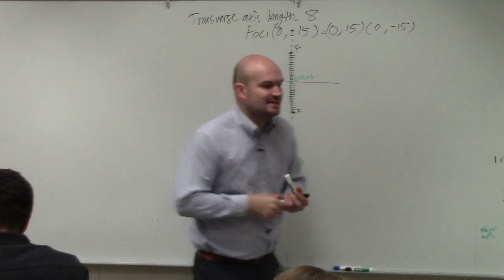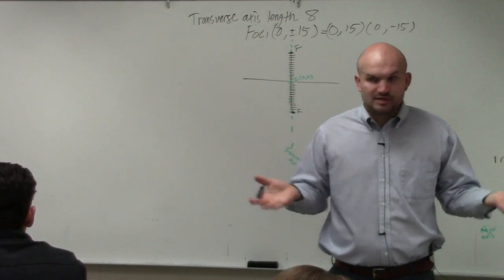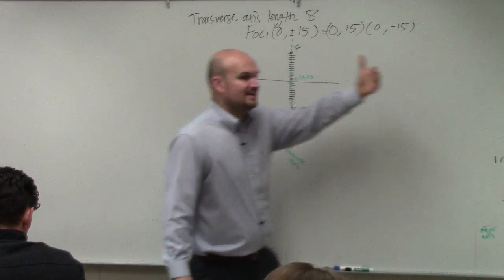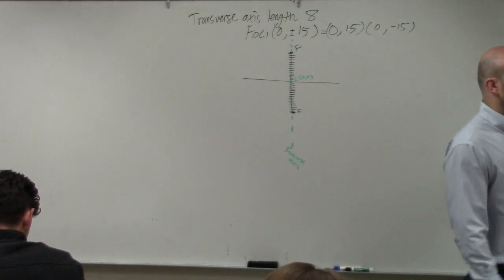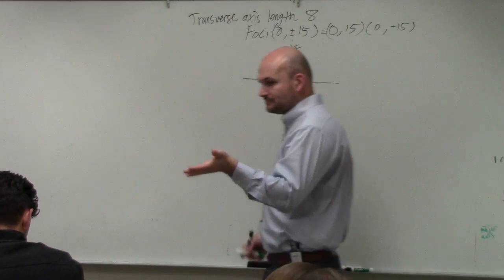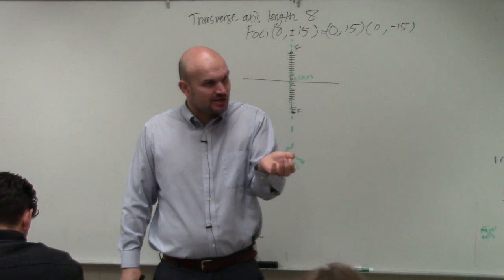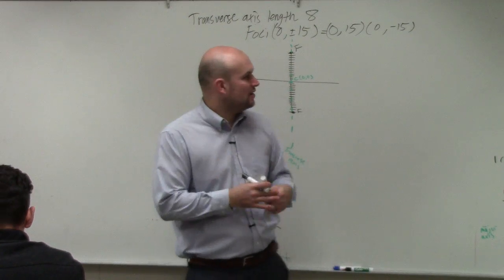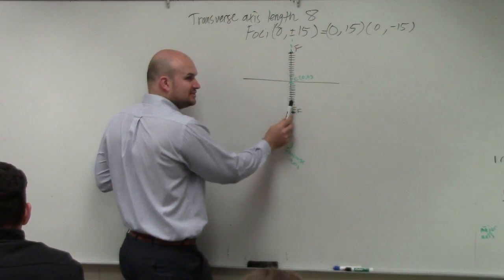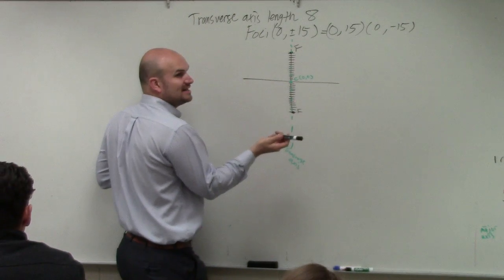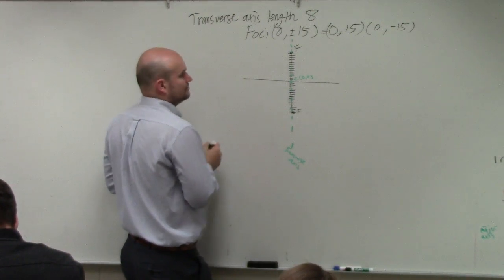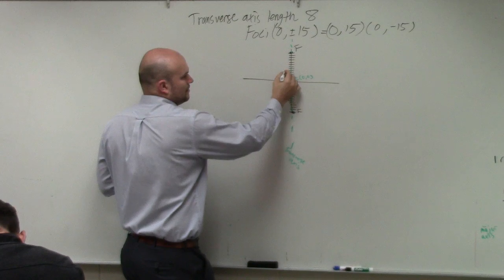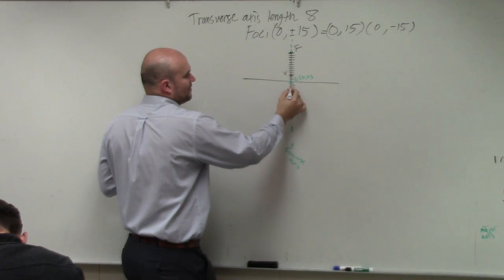Now, the only thing I need to do is identify the vertices. The transverse length is 8, and what that length means is that from vertex to vertex is 8. But remember, the distance from the center to one vertex would be a, so that would be half of that. If the distance from one vertex to the other is 8, half of that distance would be 4. So I could say this would be 1, 2, 3, 4, and then down 4, 1, 2, 3, 4.